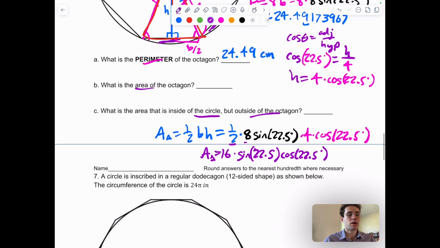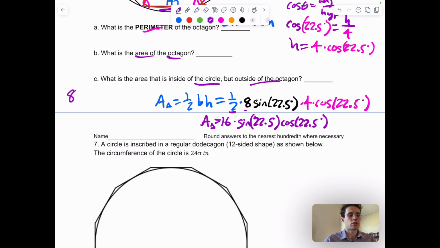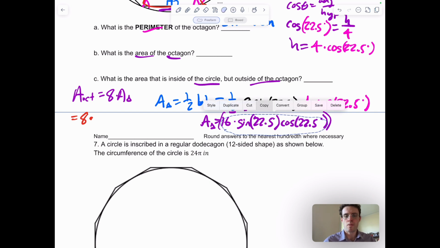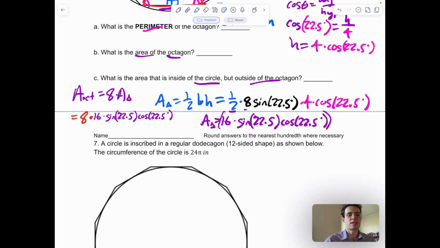All right, we're not done yet because they don't want the area of the triangle, they want the area of the octagon. The area of the octagon is equal to 8 of those congruent triangles. So, right, area of the octagon is equal to 8 times the area of the triangle. So in this case, that's equal to 8 times this value. I'm just going to copy it, paste it over. 8 times 16 times the sine of 22.5 degrees times the cosine of 22.5 degrees. Now I'm going to type that in exactly as it is there. So 8 times 16 times sine of 22.5 degrees, close parentheses, times cosine of 22.5 degrees.